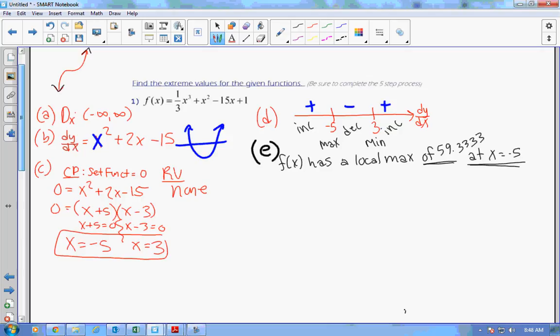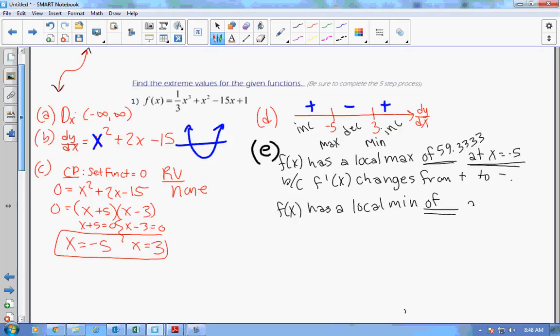4 decimal places. Because we know this because f prime of x changes from what to what? Positive to negative. Okay, and we have a local, f of x has a local min of something at x equals 3. How would we find the value? Plug in x equals 3 into what function? The original function. So it'll end up being negative 26, okay? Because f prime of x changes from negative to positive.